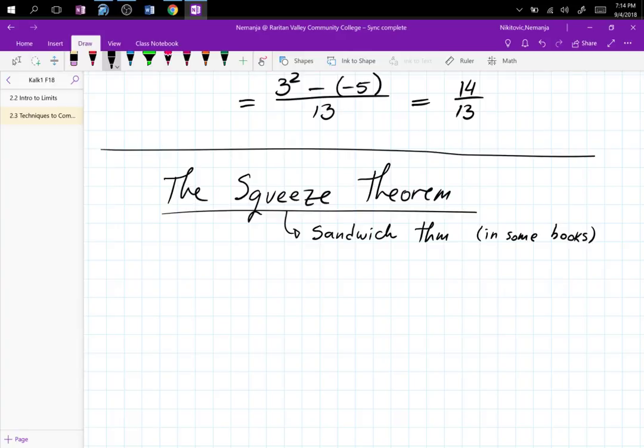I like the name, sandwich, because that's exactly what you are doing. This is designed for erratically behaving functions like sines and cosines. See, the problem with sines and cosines is they are periodic, and unless you freeze them in space and time, you can't find the limit.